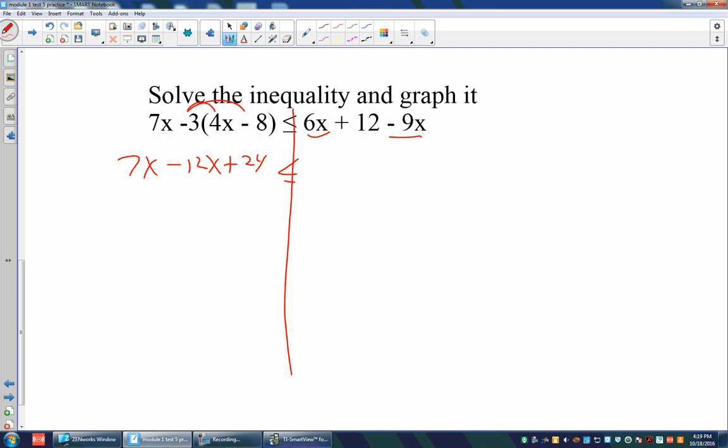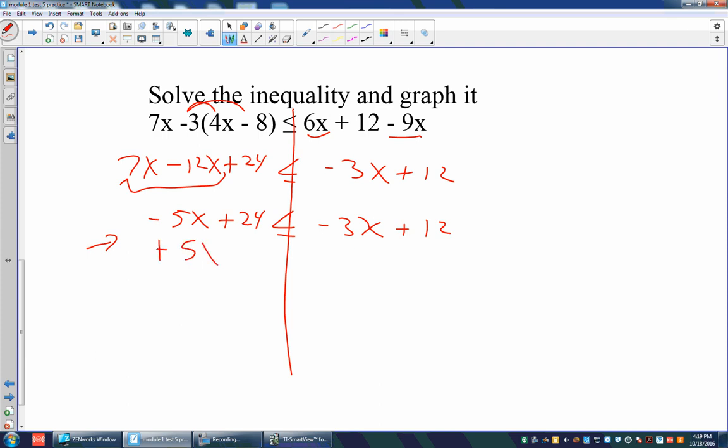I can combine these. 6x's minus 9x's is negative 3x's plus 12. I can combine these now. That is negative 5x's plus 24 is less than or equal to negative 3x's plus 12. Now let me see, which one is smaller? Believe it or not, the negative 5 is smaller because it is to the left. Left is less than. It's to the left on the number line. Negative 5. I don't like negative 5.